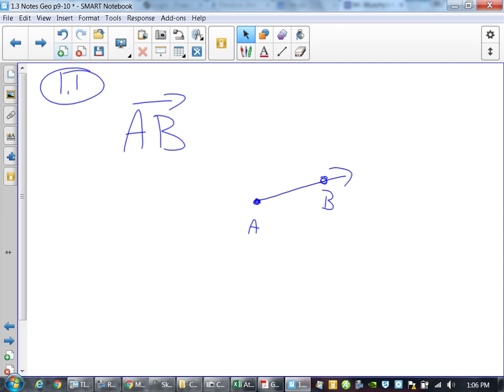It goes through point B. Now, does it matter where you place B? Can it be to the left of it, to the right of it, above it, below it, anywhere? It can be anywhere, as long as B is the point that it's going through with another arrow.